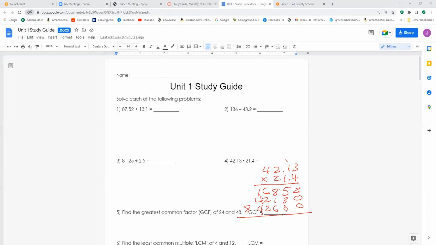So when I add, 15, 11, 9. All right, so we have a total of 1, 2, 3 numbers behind the decimal. So our final answer is 901.582. I hope you guys got the same answer. Hopefully you did.